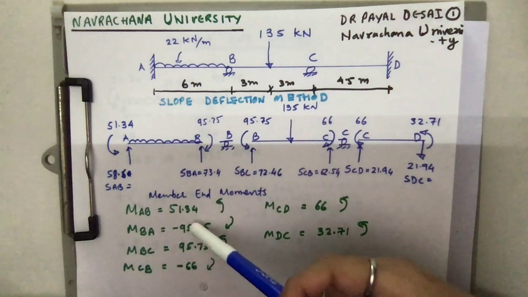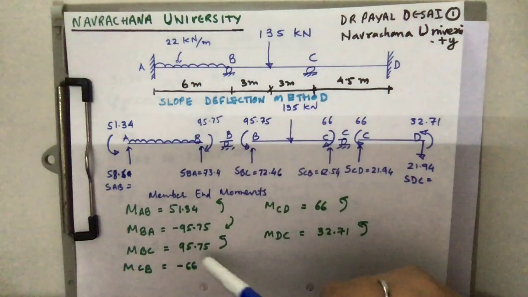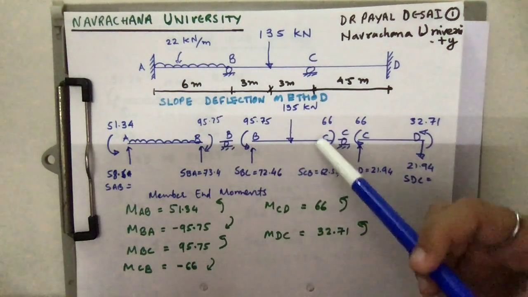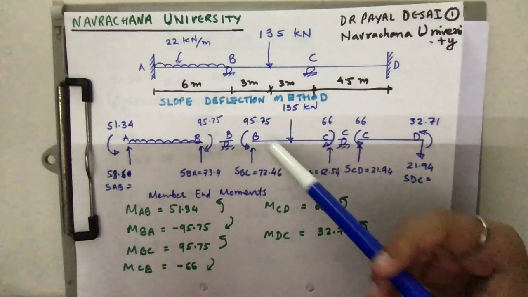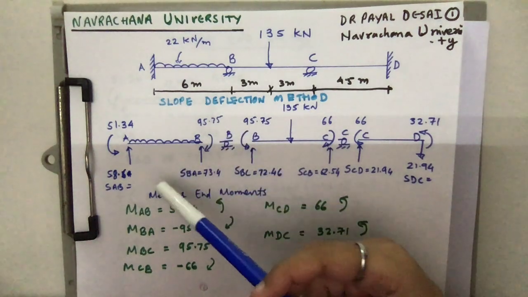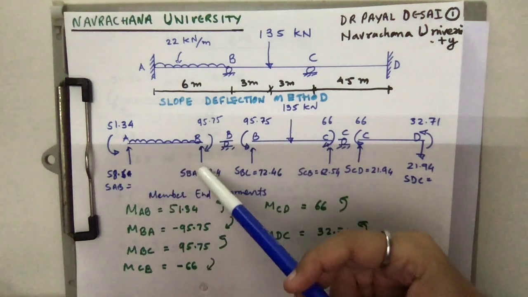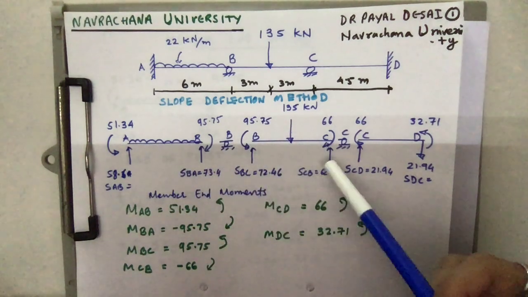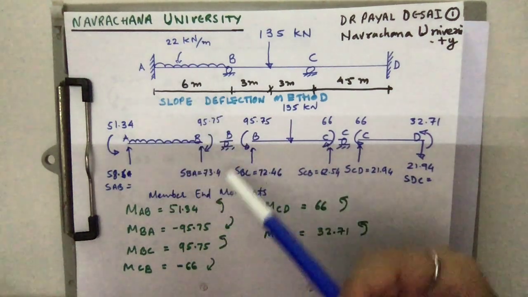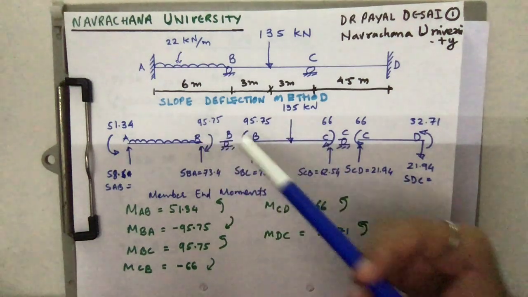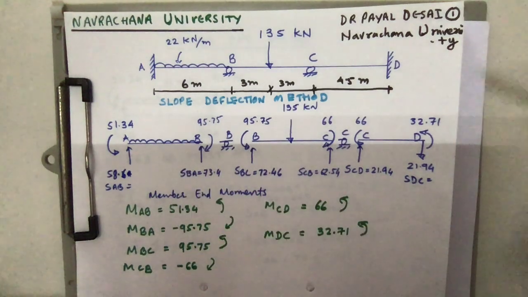Similarly MBA is in clockwise direction, which is shown in clockwise. Then MBC, MCB is shown for the second span, MCD, MDC is shown for the third span. Now along with end moments, we also need to calculate end shears. These shear forces can be calculated by considering the equilibrium of the individual span of the beam. A simple moment equilibrium equation and the force equilibrium equation will give you the end shears.